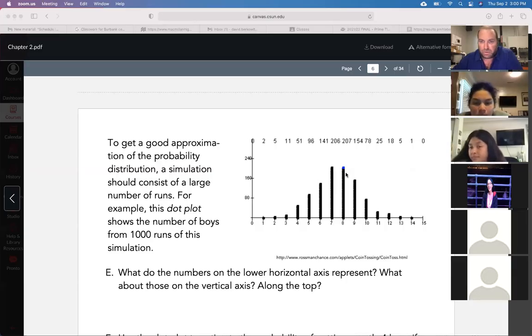Does this seem fairly likely as an outcome for 1,000 simulations? That 206 times I got 7 boys, 207 times I got 8 boys, and so on. Yes, it's reasonable. Lots of times near 7 and 8, even 6 and 9, lots of times, even 5 and 10. How often did I have 10 boys? 78 times out of 1,000. What percentage is that?